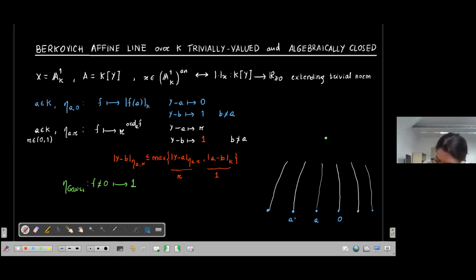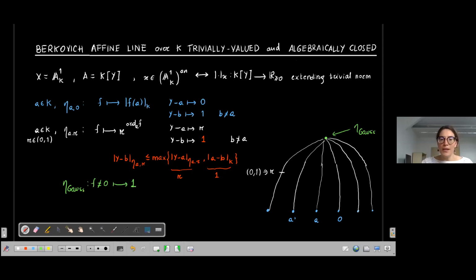So the right picture that I should draw is that these intervals 0, 1 are connecting here, and they're all parameterized by the open interval. And this point is what we call the Gauss point. The Gauss point is just the trivial norm, because a way we can extend the trivial norm from K to K[y] is by again taking the trivial norm on our polynomial ring.